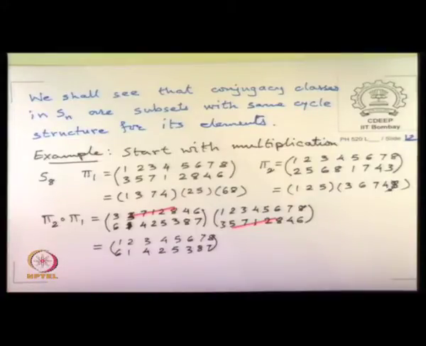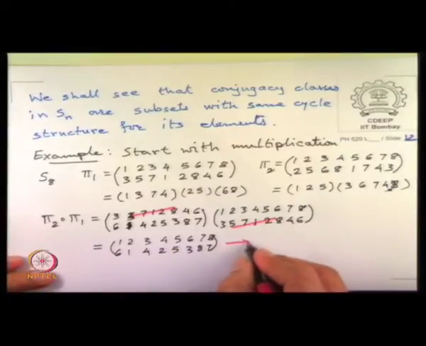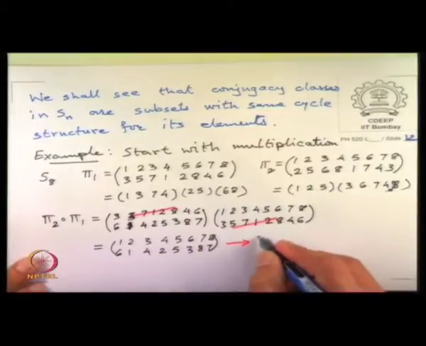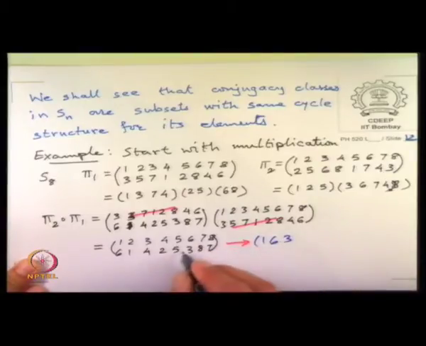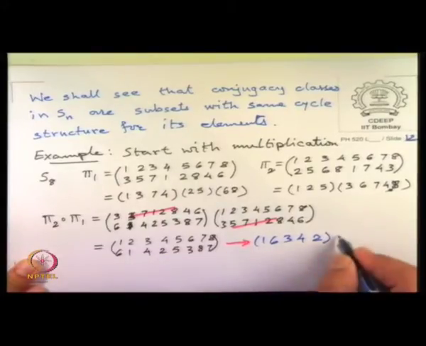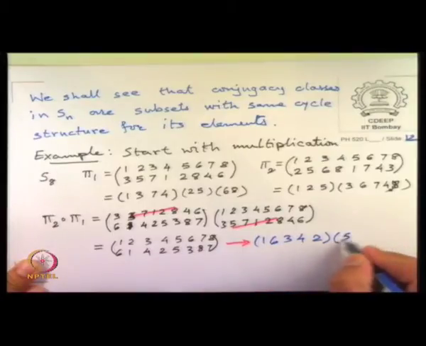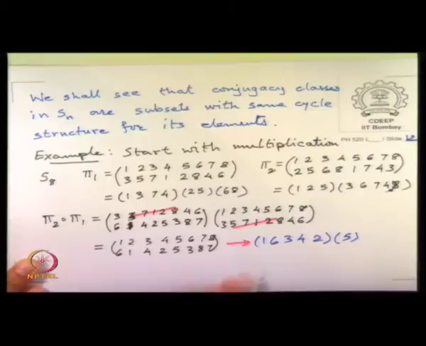Now what is this in cycle notation? Well, it is 1 goes to 6, 6 goes to 3, 3 goes to 4, 4 goes to 2, and 2 goes to 1. So that is one cycle, and now 1 2 3 4 have been exhausted, so 5 remains 5, then 6 is already used up, and 7 and 8 get exchanged.